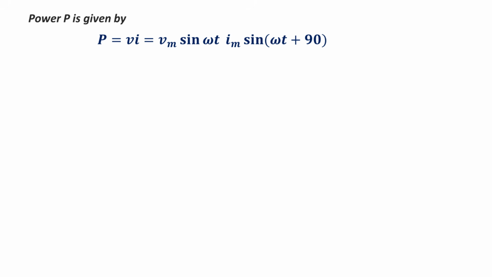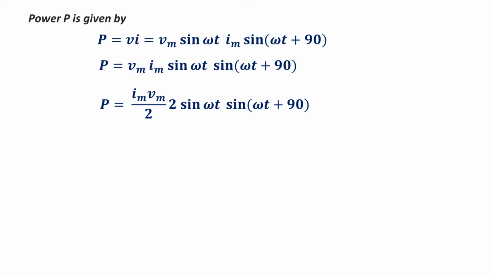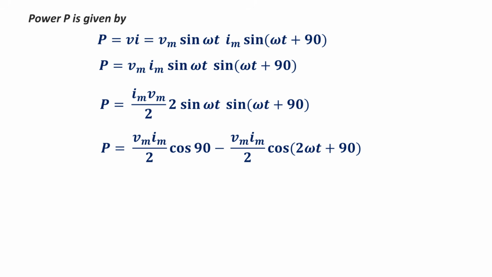The expression for power P is given by P equals VI, which is Vm sin omega t into Im sin(omega t plus 90). We can write Vm into Im sin omega t into sin(omega t plus 90). Multiplying and dividing by 2, we can write Im into Vm by 2 times 2 sin omega t sin(omega t plus 90). In terms of 2 sin A sin B, this equals cos(A minus B) minus cos(A plus B). Therefore, power P equals Vm into Im by 2 cos 90 minus Vm into Im by 2 cos(2 omega t plus 90).